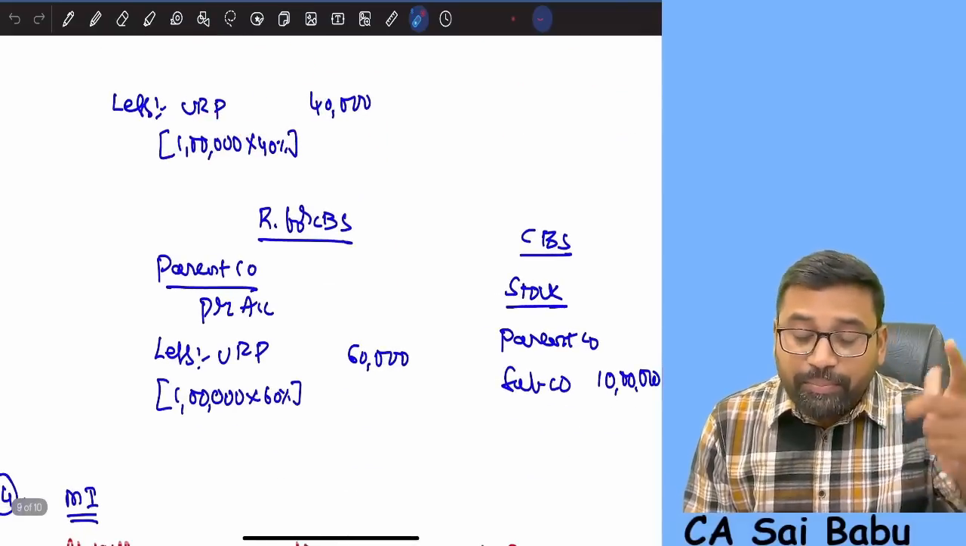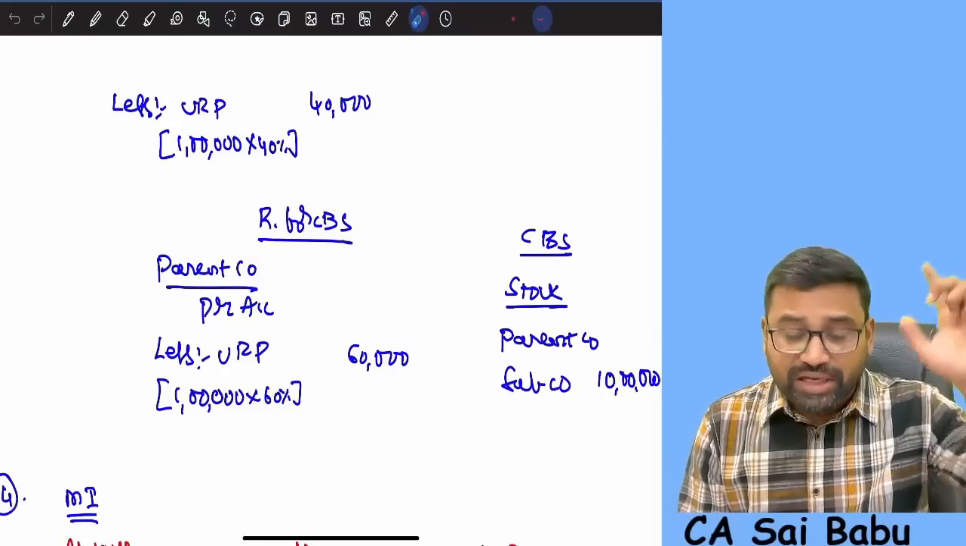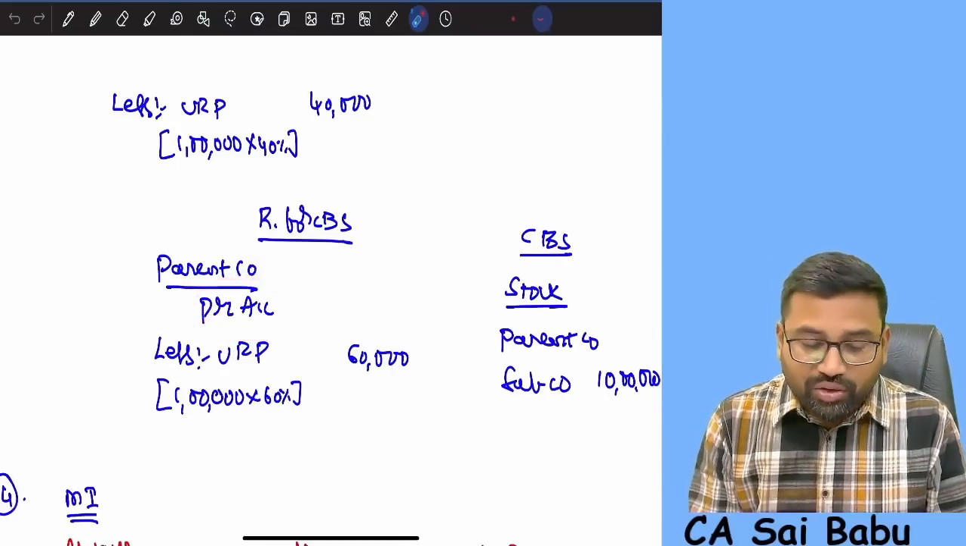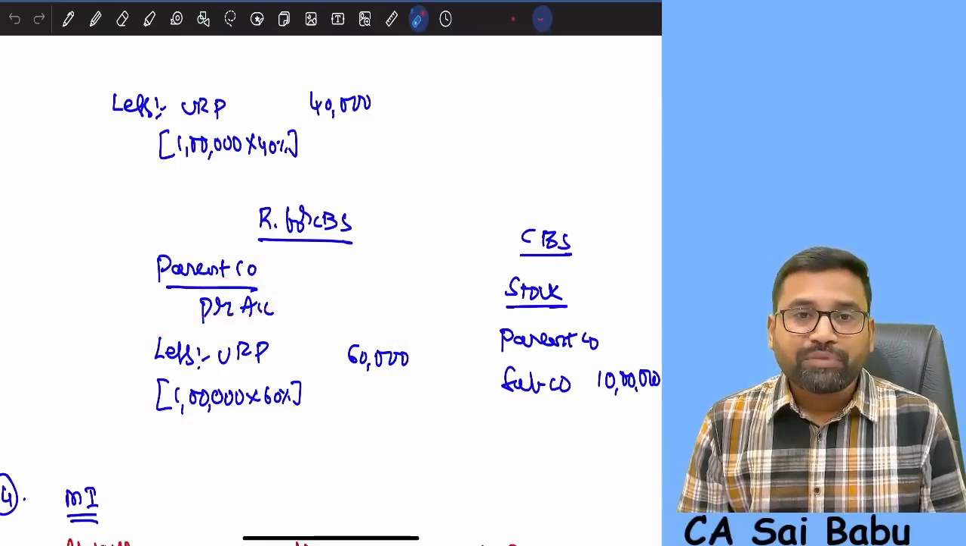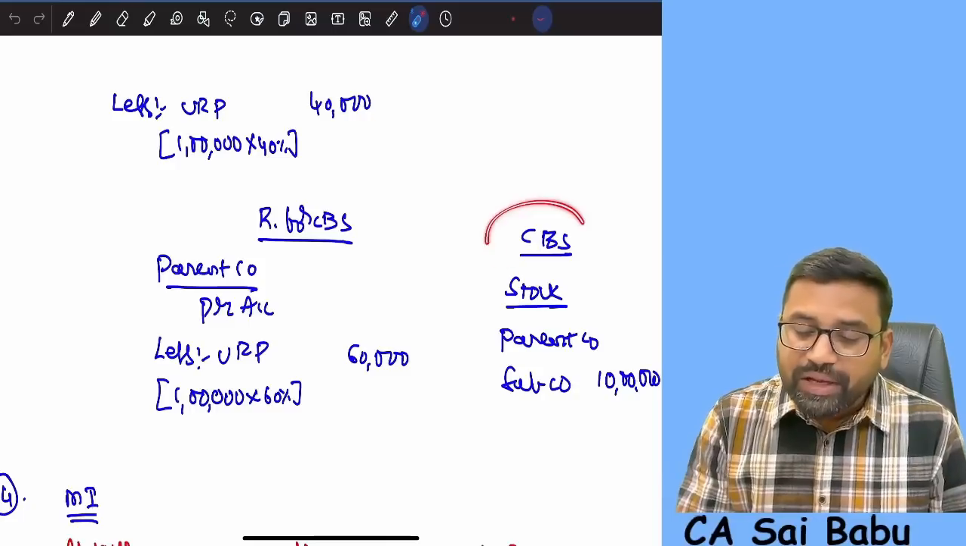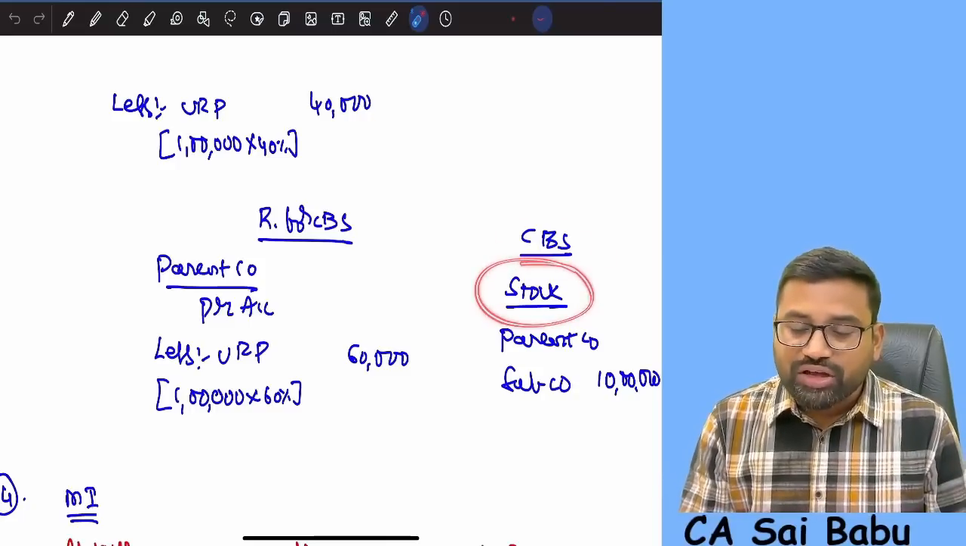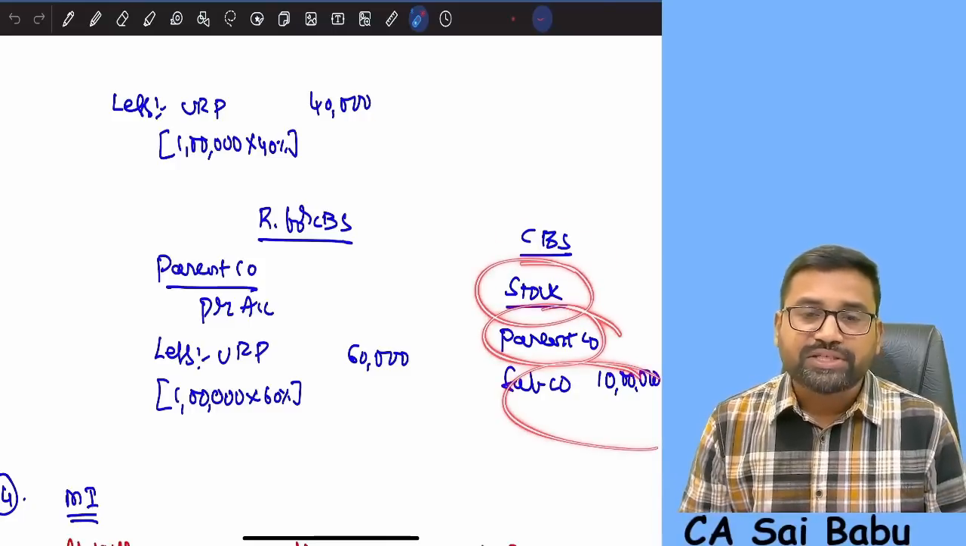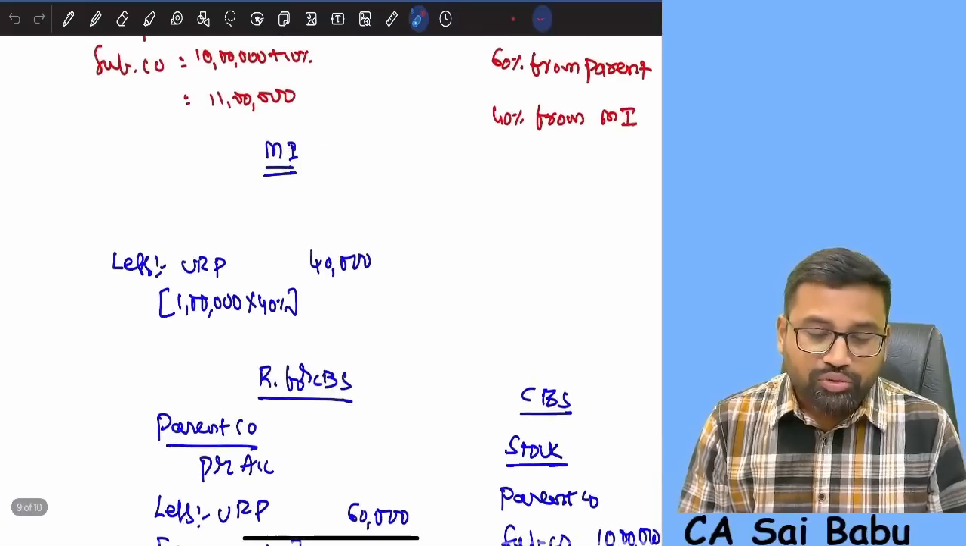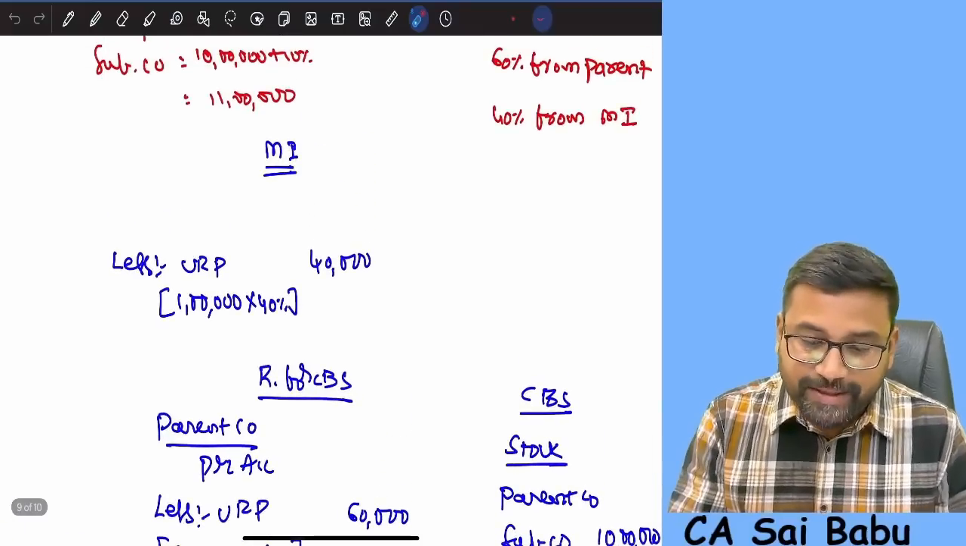When you are taking the parent company reserves for consolidated balance sheet, take the parent company P&L account. In that URP, you eliminate parent company share. And when you are preparing consolidated balance sheet, when you consider the stock amount, parent company stock plus subsidiary company stock, when you consider the subsidiary company stock, you eliminate this unrealized profit and consider.